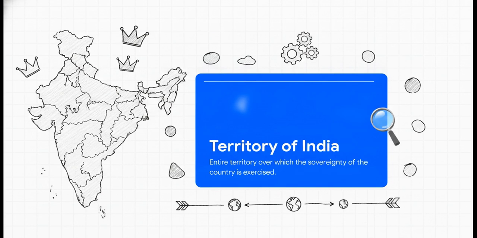The Union only includes the states. Those are the entities that actively share federal power with the center. But the territory of India? That is a much broader legal concept. It represents the entire geographical area over which the sovereignty of the country is exercised.